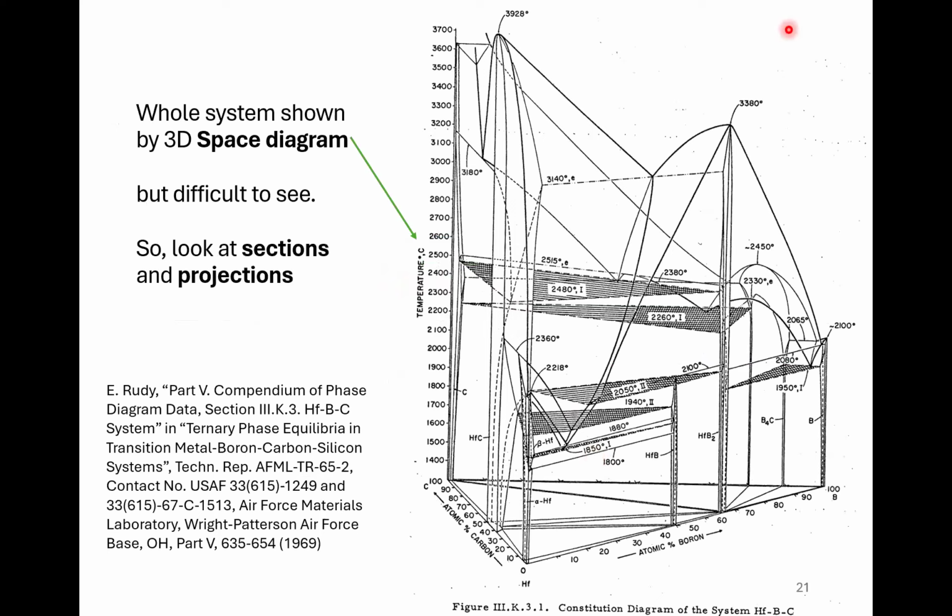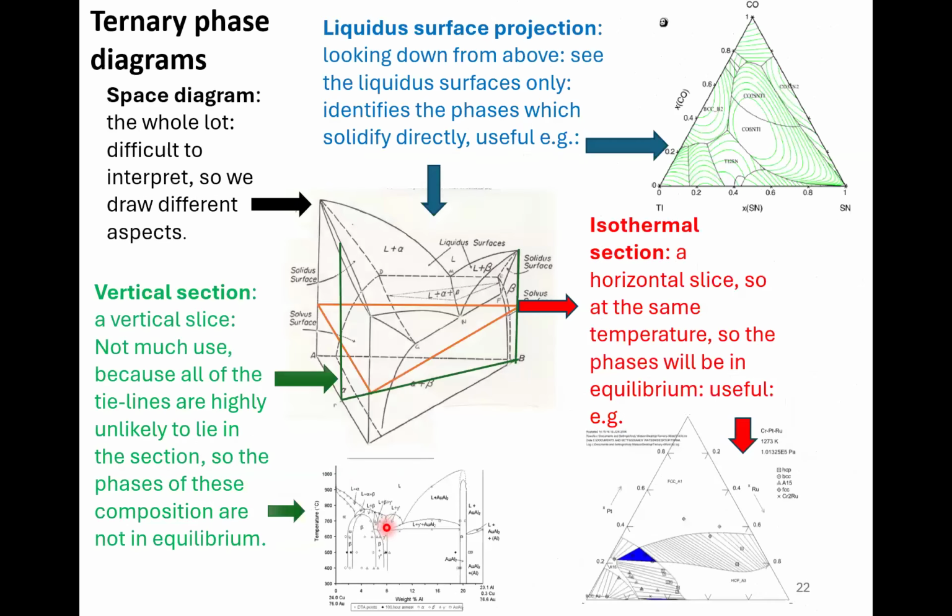Then most things, as I mentioned earlier, are more than two elements. They're often more than three. I chose this not because it's particularly useful to me, but it's nice and clear. But unfortunately, most people would look at that and think, oh, don't know what to do with that, run away. But that is the whole picture of what's going on in this particular phase diagram, hafnium, boron, carbon. But people don't like that. So what we do is we take bits out of it.